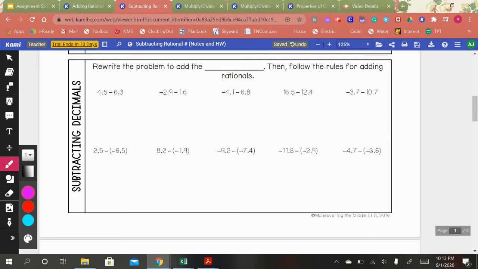All right, now we're looking at subtracting decimals. Again, we're going to rewrite the problem. So we are adding the opposite. Then follow the rules for adding rational numbers. We are going to keep, change, change. I'm going to go ahead and keep, change, change all of these at one time so that I can stack my decimals vertically to help me solve them.